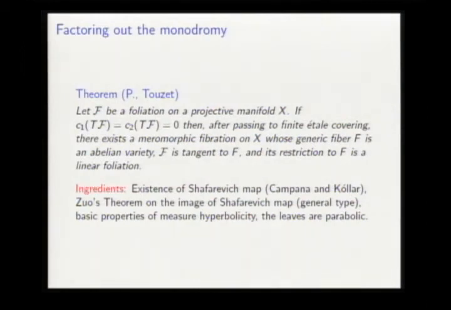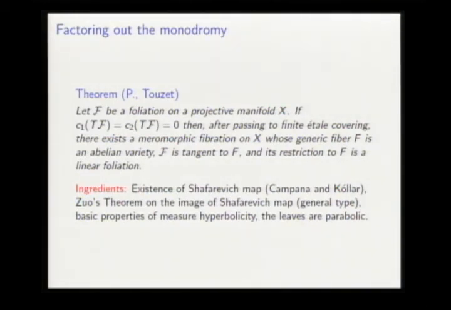So let F be a foliation as before, c1, c2 equals 0, on a non-uniruled projective manifold. Then, after passing to a finite étale covering, what we can prove is that there exists a fibration by abelian varieties such that F is tangent to this fibration, and its restriction to the general fiber is a linear foliation. To do that, again, we are using all these wonderful properties of projective varieties.